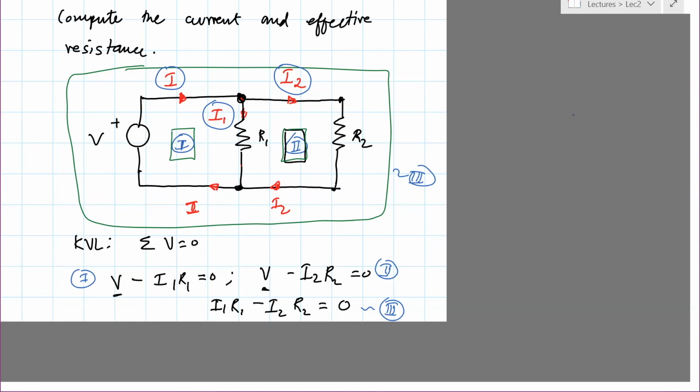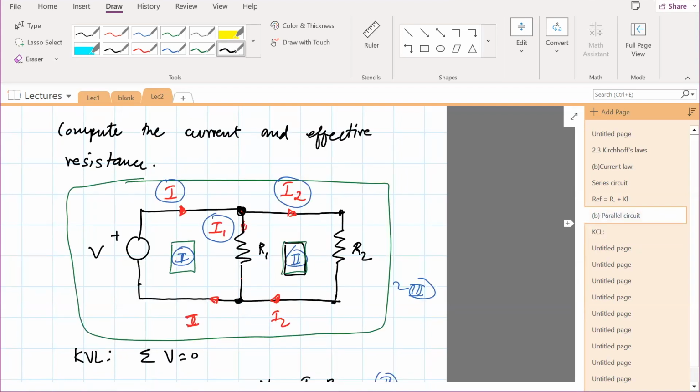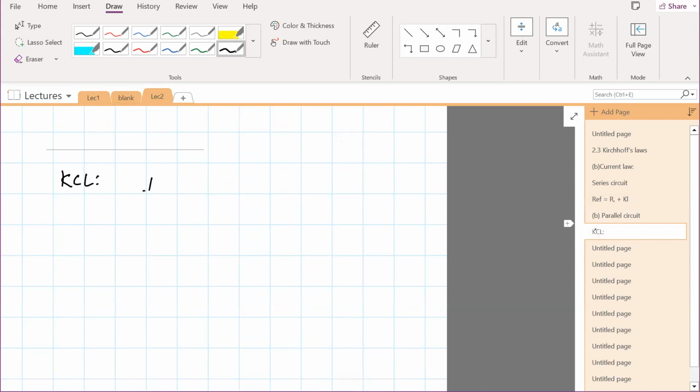So we have to generate the third equation because there are 3 unknowns. The third equation comes from KCL. So applying KCL, and for that, I'll choose this node, and you can see that on this node, I comes in and I2 and I1 go out. And so I minus I1 minus I2 is 0. So I equals I1 plus I2.